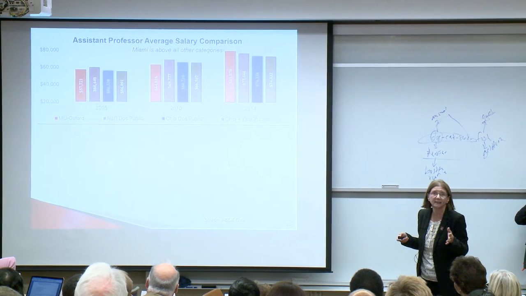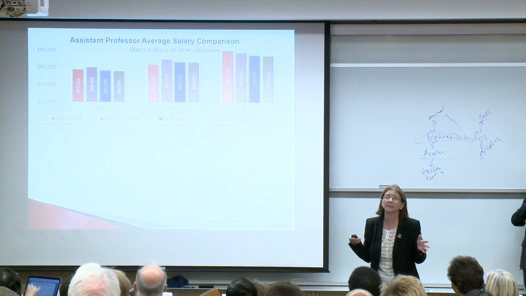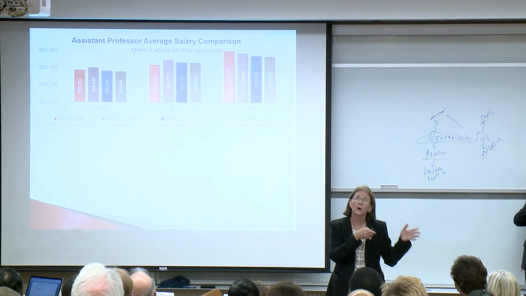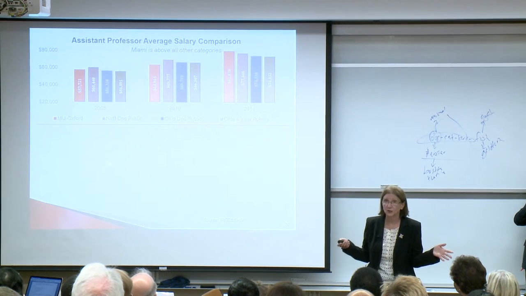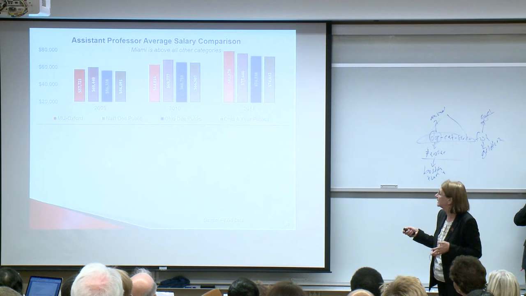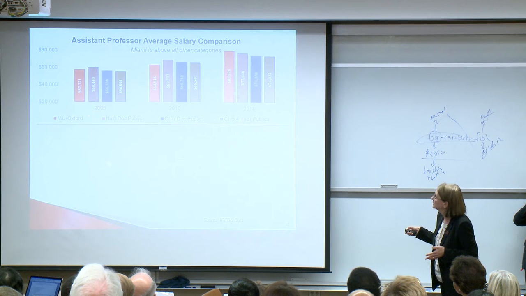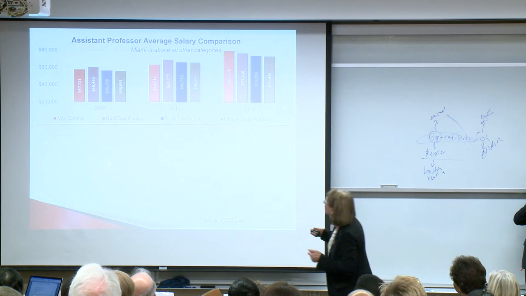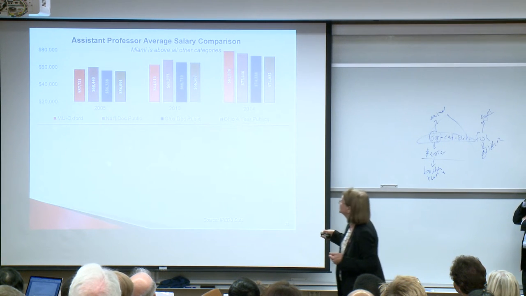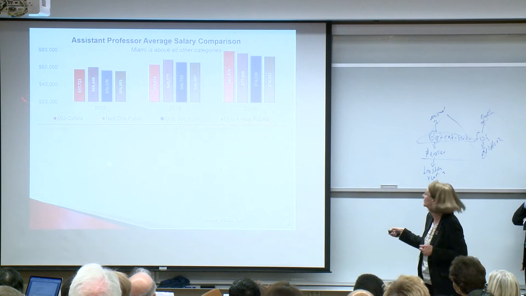These are all IPEDS data. I wanted to be very careful to match the data from what we report to what's reported nationally. And so what is done here is the red bars are always Miami-Oxford salaries. The rank is always here. The second bar are national doctoral public universities.